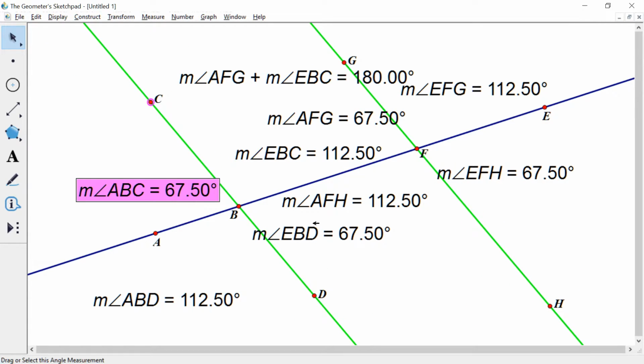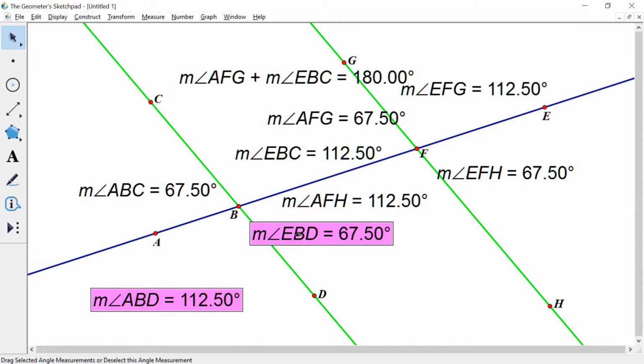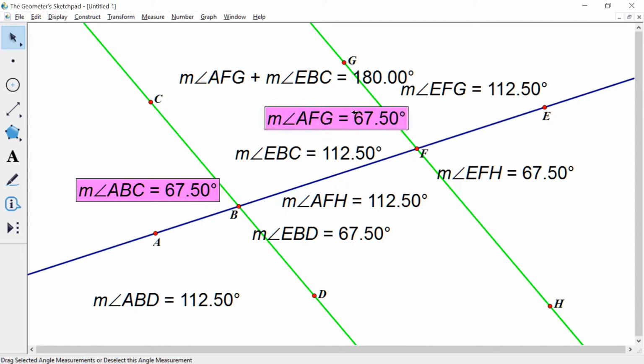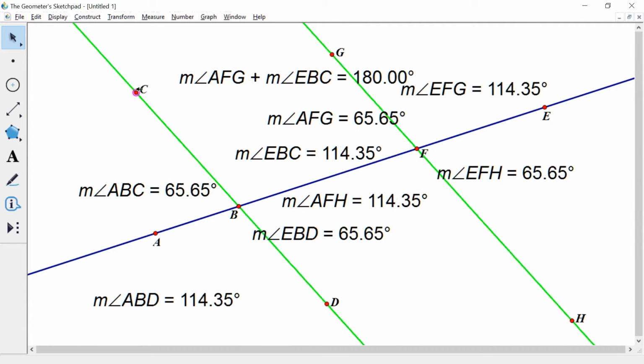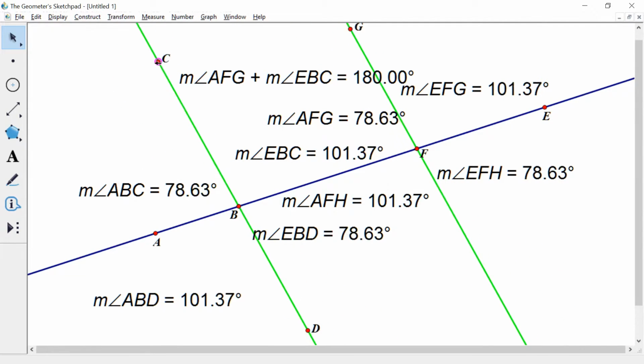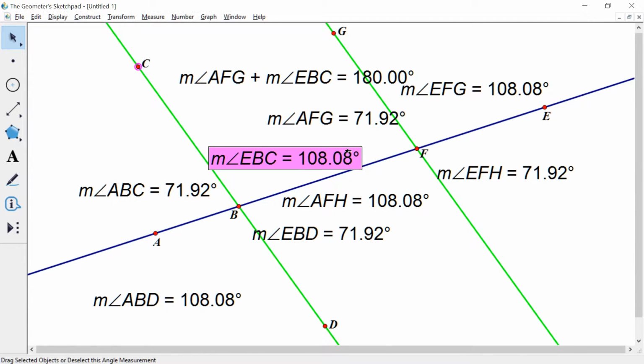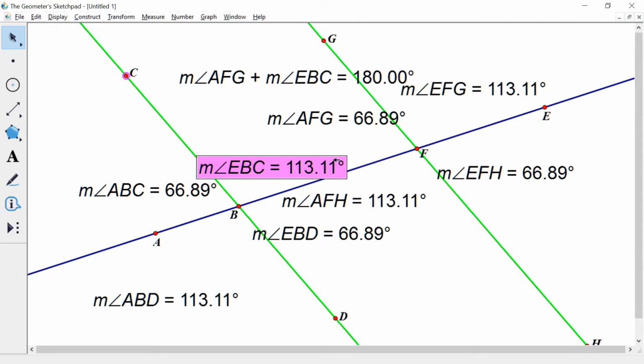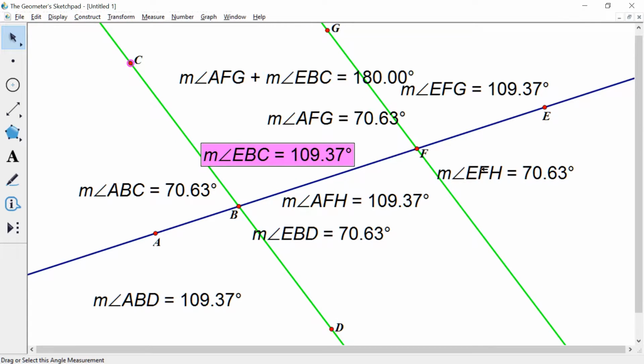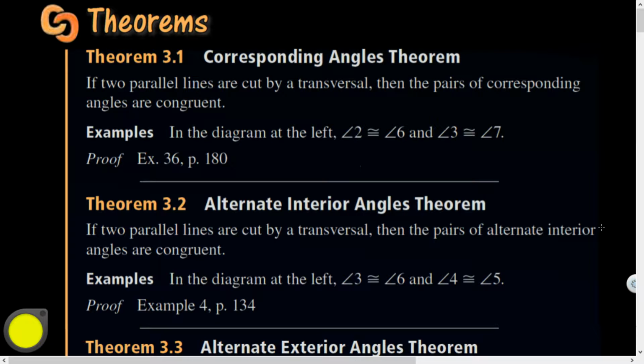If I look at these angles, we already knew that vertical angles were congruent. We already knew that linear pairs were supplementary. But now we're recognizing, wait a minute, these corresponding angles, they seem to be buddies. And that's also true for these corresponding angles. So we have some theorems as a result.